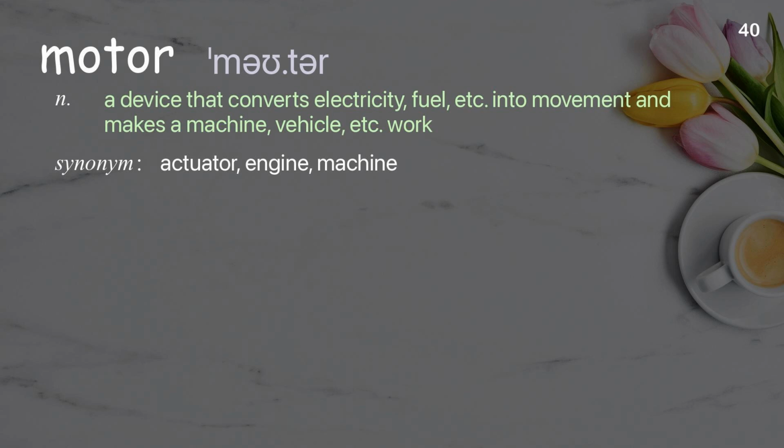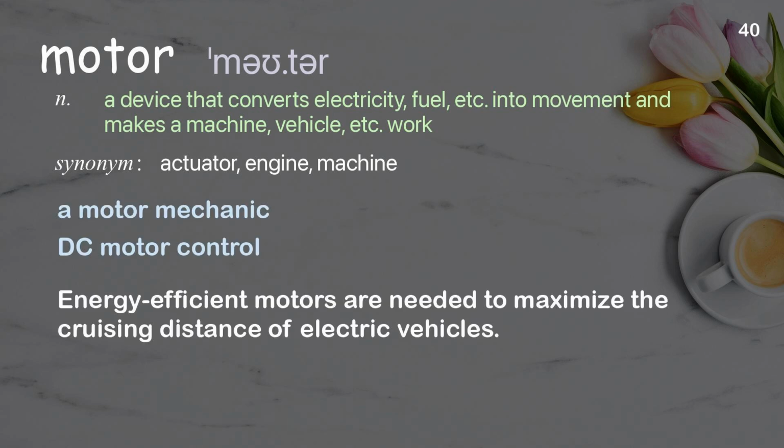Motor: A device that converts electricity, fuel, etc. into movement and makes a machine, vehicle, etc. work. Examples: A motor mechanic. DC motor control. Energy-efficient motors are needed to maximize the cruising distance of electric vehicles.